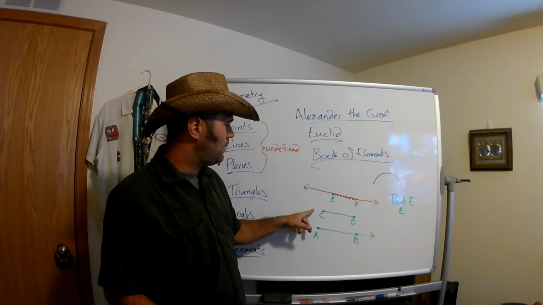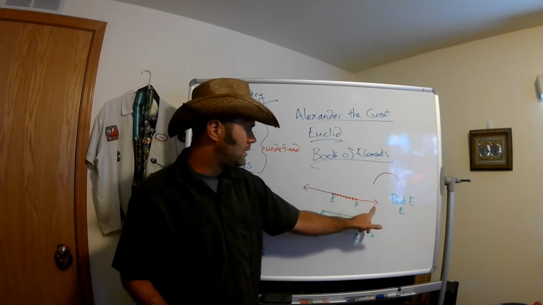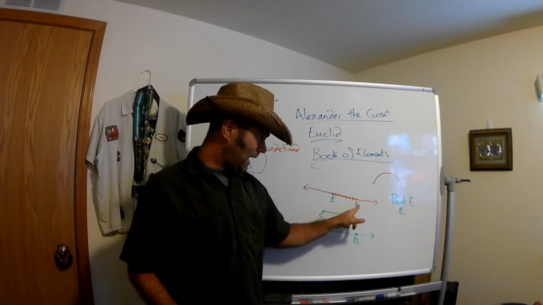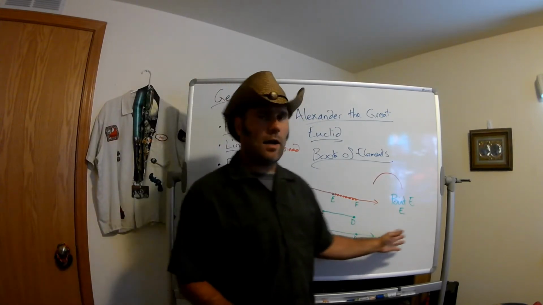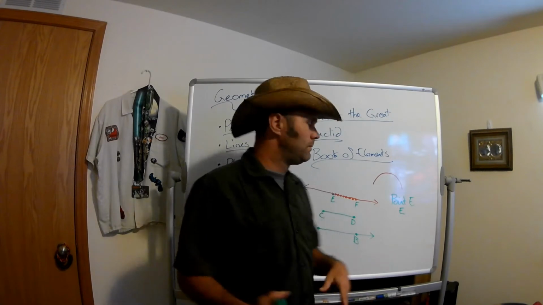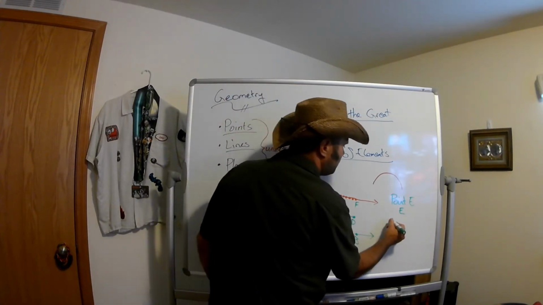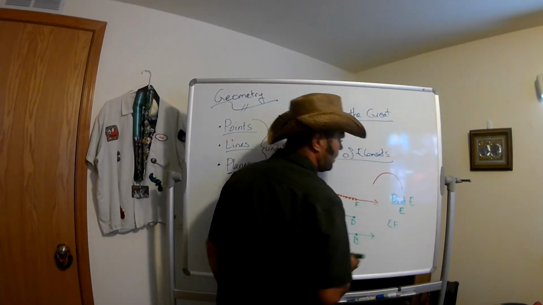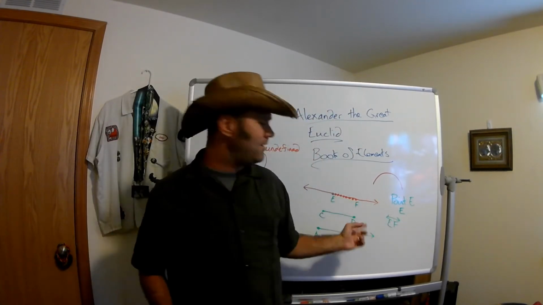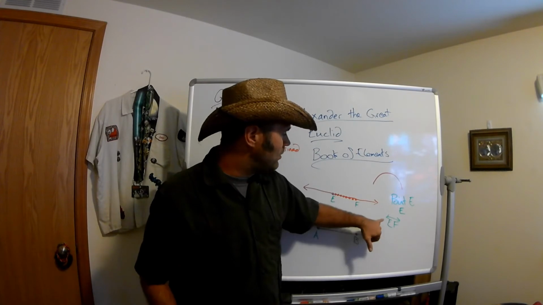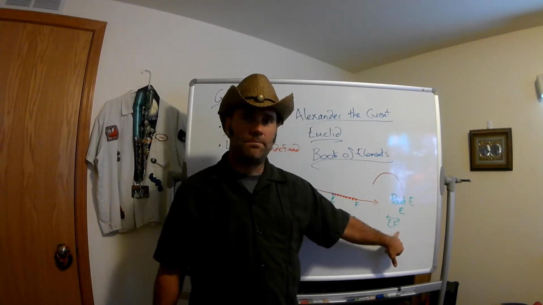If we want to talk about the line containing E and F, we could call it line EF. We could write out the word line, but we don't have to. We just say EF, and we put a line above it. Notice it's got arrows on both sides that identifies it as a line, and this is line EF.